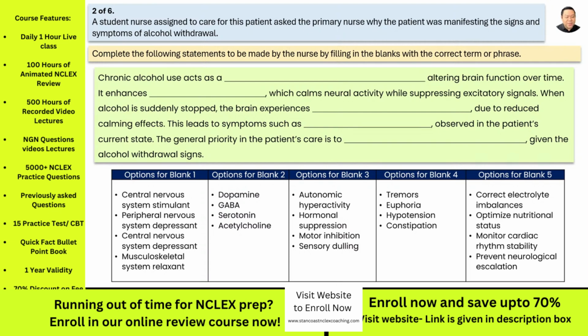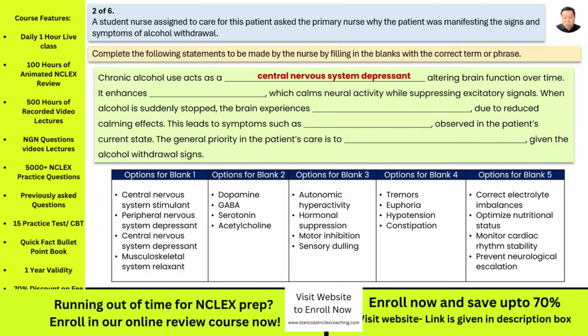So let's read the statement again. Chronic alcohol use acts as a blank altering brain function over time. The answer here is central nervous system depressant. With the chronic alcohol use, as we have seen in the medical history, this acts as a central nervous system depressant, which means it's going to slow down the brain activity by enhancing the inhibitory pathways, and it will suppress excitatory ones.